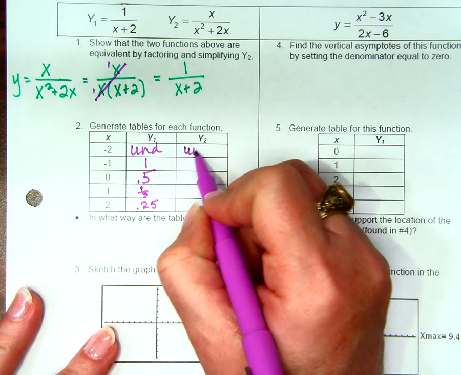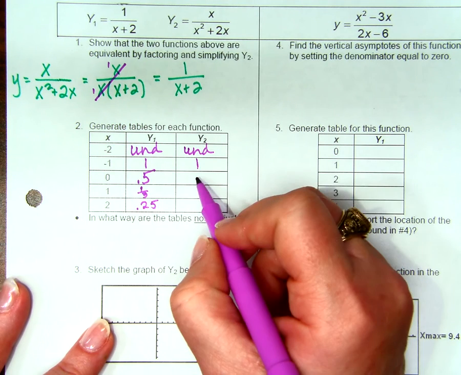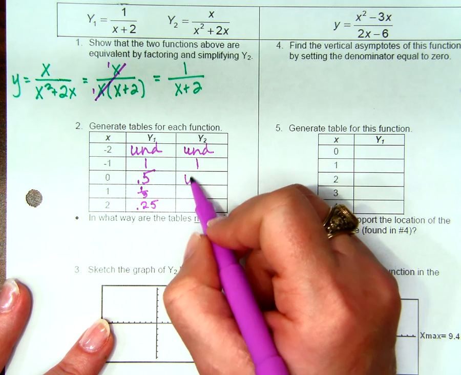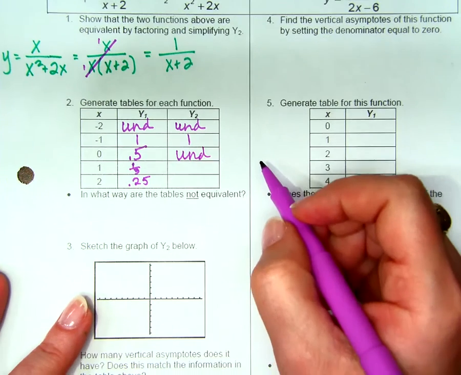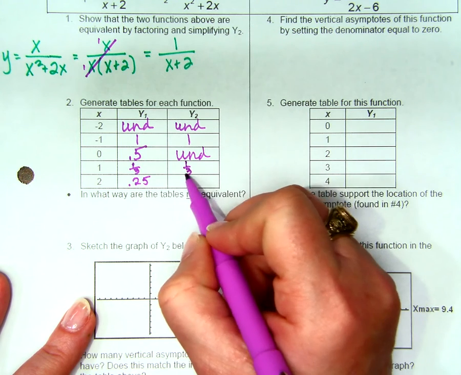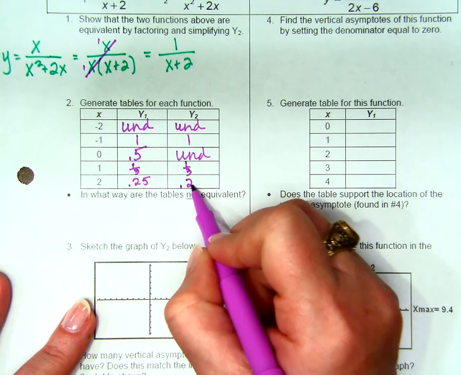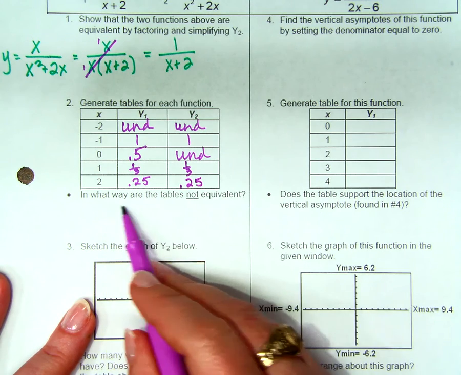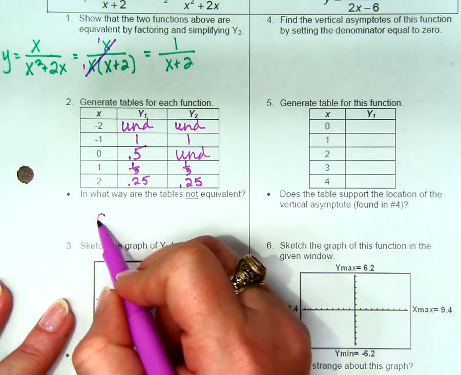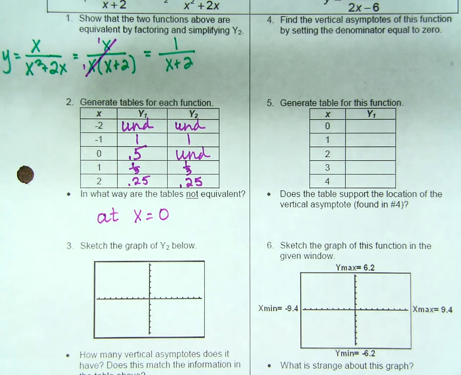Undefined is for -2. What about -1? 1. All right, what about for 0? Uh-oh. Is that right? Okay, well, we're going to write it down because that's what we got, right? What about 1? 1/3. And 2? 0.25. What way are the tables not equivalent? So at x equals 0, when x equals 0, the y's are different, right?